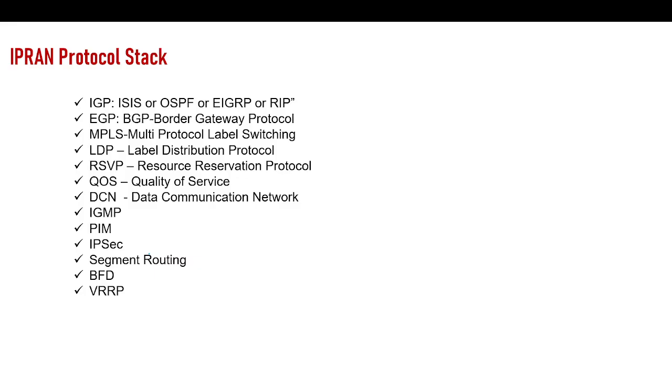So this is just an overview, a summary of which protocols we expect to discuss in our upcoming episodes. I've mentioned that we'll have a separate session for IGP, ISIS or OSPF, and then a separate session for BGP, and then we can also discuss MPLS, LDP, and segment routing. Any question on this?